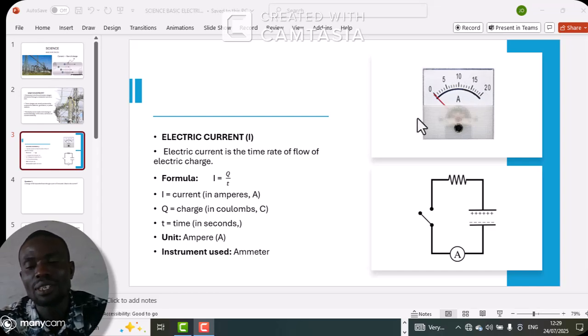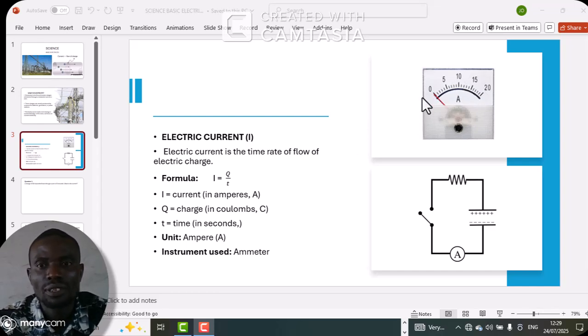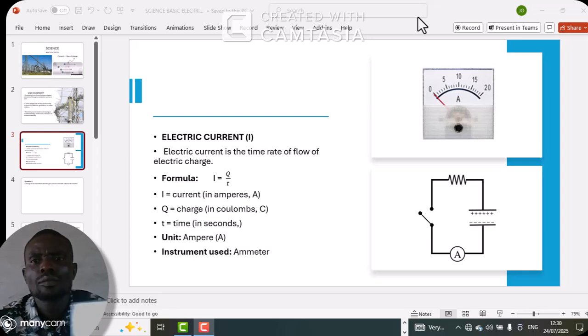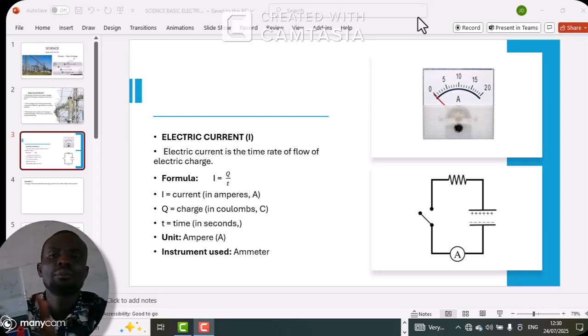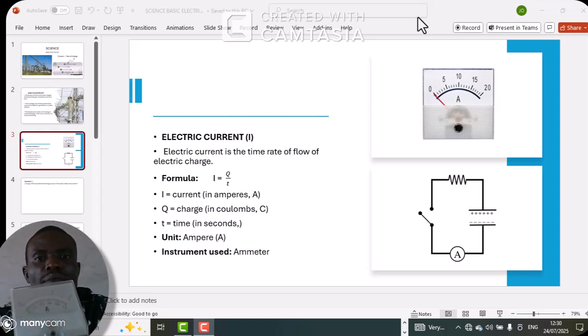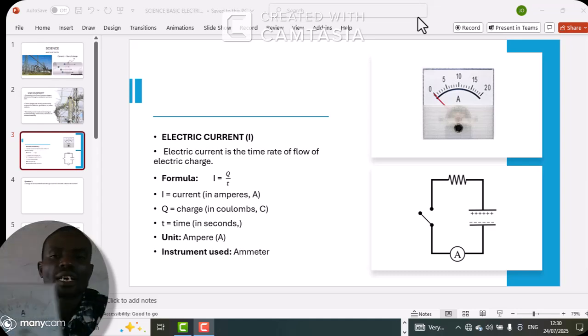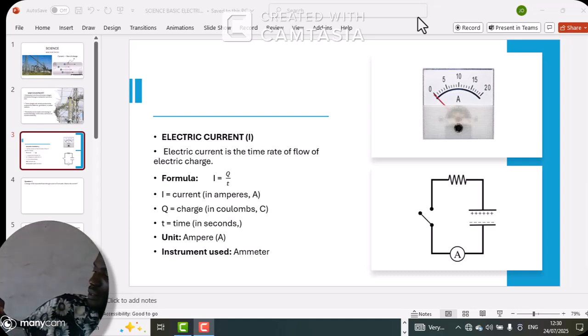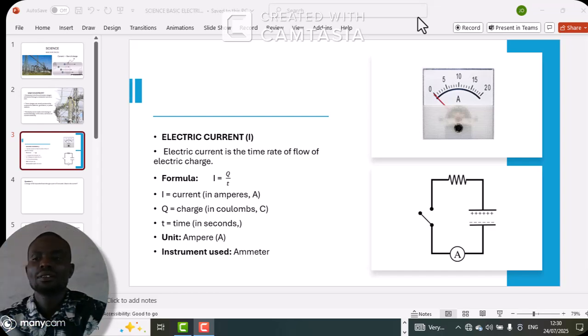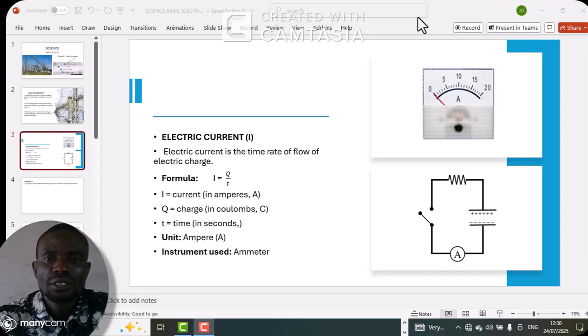So they are calibrated in different ways. Okay, so this is an ammeter. This is the one we are using in the lab. You see, this one is calibrated in ones.